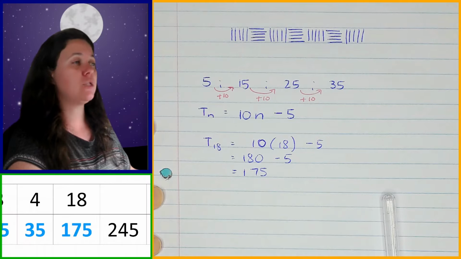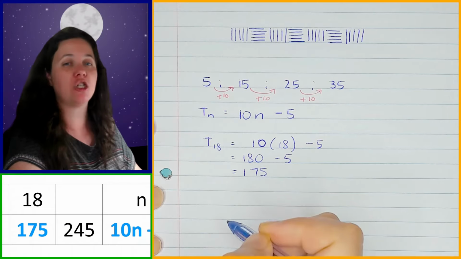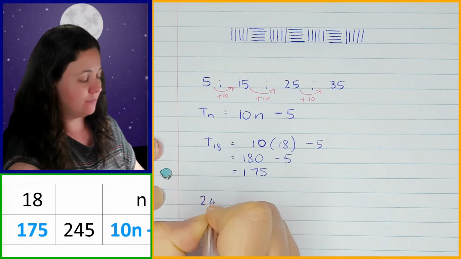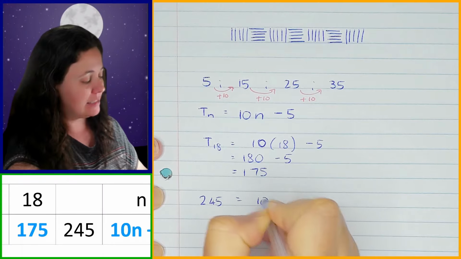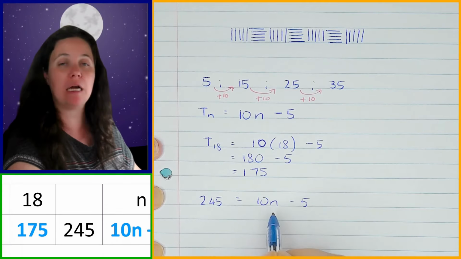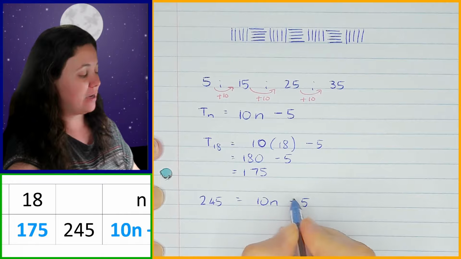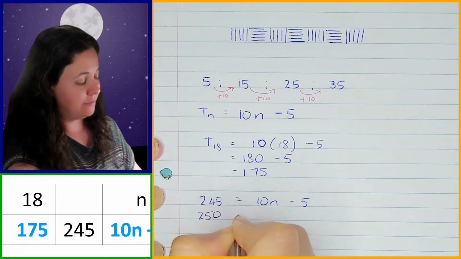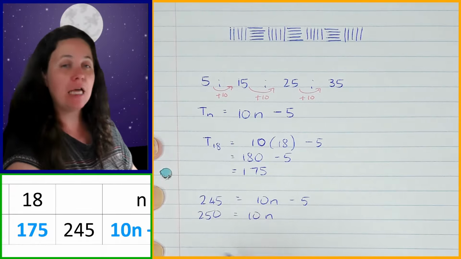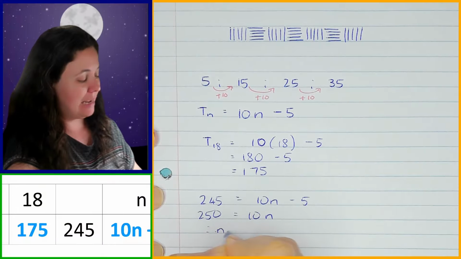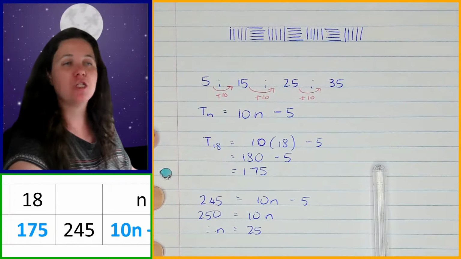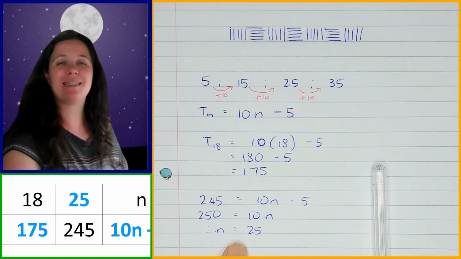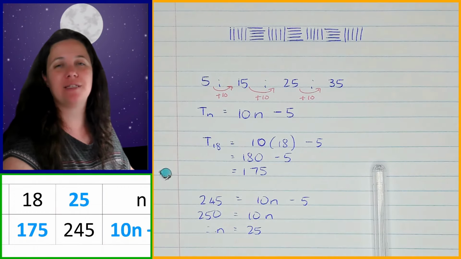And then the last one we're going to do is working out which structure is equal to 245. So that's going to be 245 equals 10n minus 5, and we need to work out what n is. I'm going to take this 5, get rid of it by adding 5 on both sides. So this is going to be 250 equals 10n. Now I need to divide by 10. That means that n is equal to 25. So you should have got 25 over here. And that is how we do patterns that have a constant difference.